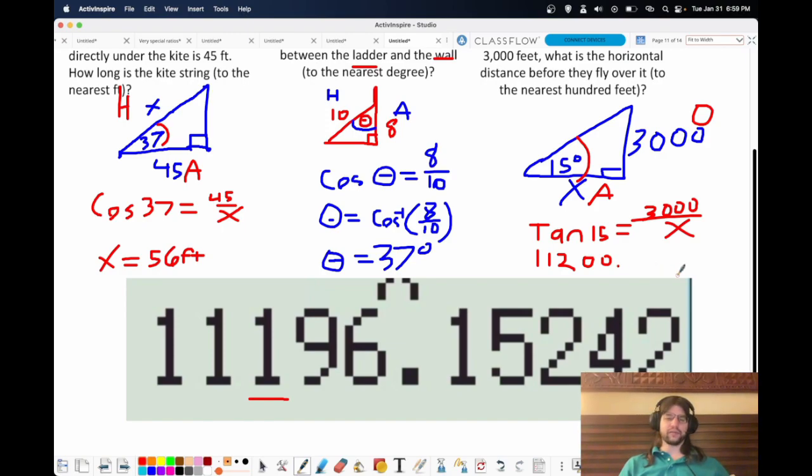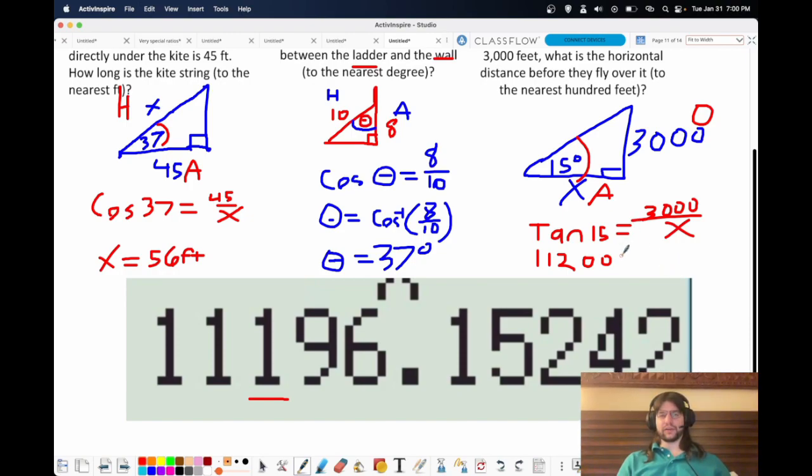I can't mark it wrong. I could, but no, don't do that. Based on sig figs, that would be wrong. So just don't do it, please. And if you don't know what sig figs are yet, you will one day. Anyway, moving on. I'm just rambling here.